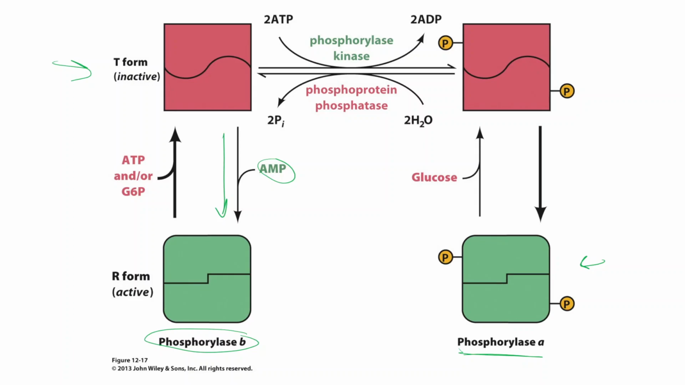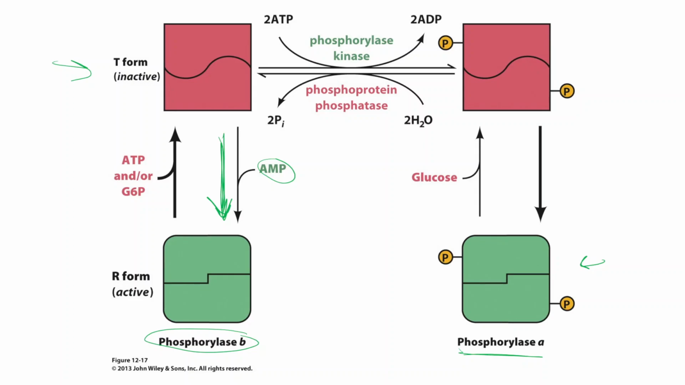So if there's a lot of AMP around in the cell, that means the cell is in a relatively low energy state. It's used up a lot of the ATP, more of it is in the form of AMP. So that's a sign that, hey, we need to start breaking down more glucose to make more energy. So that's why AMP is going to help shift to the active form, because we need to start breaking down glycogen to free up more glucose.